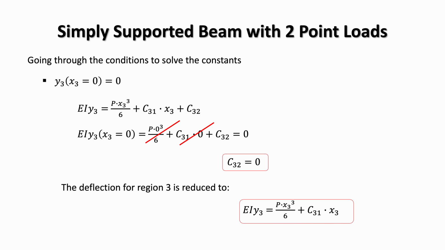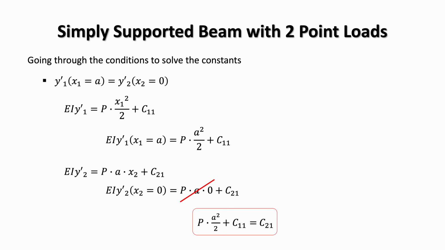The general expression for deflection in region 3 is px3 cubed over 6 plus c31 times x3 plus c32, and applying the condition x3 equals 0 into this expression makes the two first terms vanish, leaving only the constant term. And this gives us that c32 equals 0. And once again, we can simplify the deflection expression for region 3 to px3 cubed over 6 plus c31 times x3.